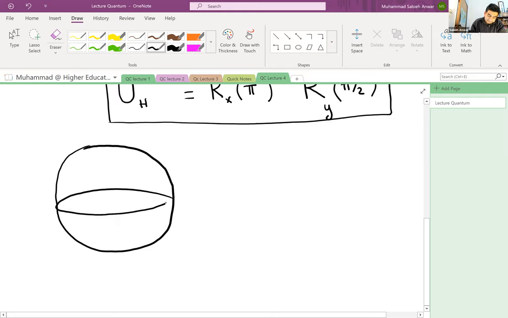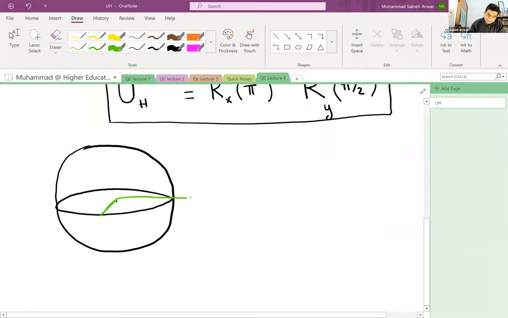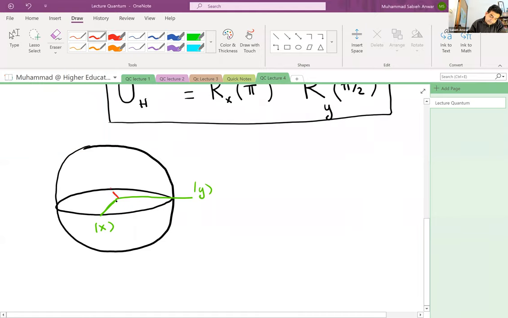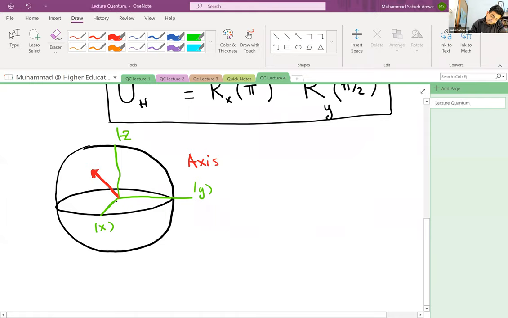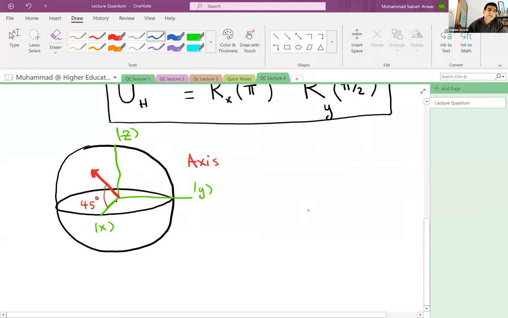If I were to take an axis of rotation, this is my x-axis and this is my y-axis. And these have nothing to do with position. The x and y don't represent position here. It's just a labeling of the Bloch sphere. If I were to define an axis of rotation, this axis, so red is my axis of rotation, which is in the xz plane and at an angle of 45 degrees in the xz plane. And if I were to do a 180 degree rotation about this axis, I would get a Hadamard gate.